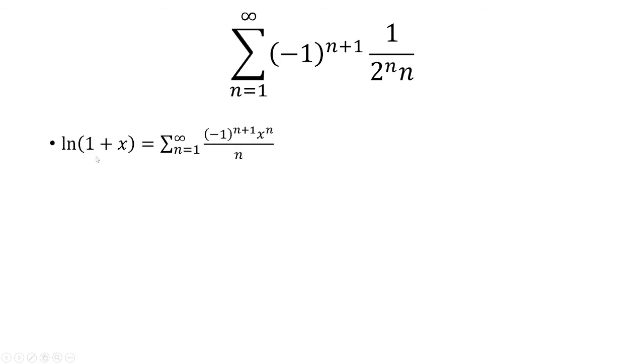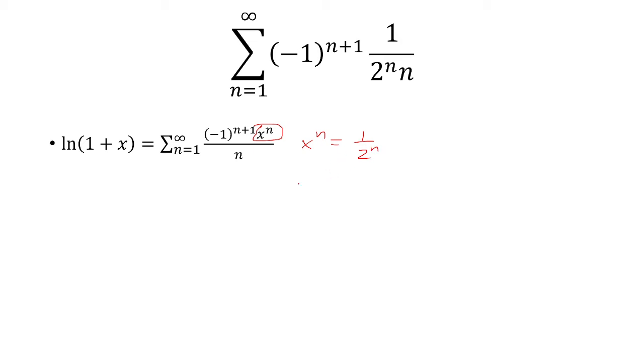First, recall that the Maclaurin series of ln of 1 plus x is the sum from n equals 1 to infinity of negative 1 to the n plus 1 times x to the n over n. Now, if I'm going to compare this series with the one that we were given, the only difference is the x to the n. This x to the n is going to equal 1 over 2 to the n.